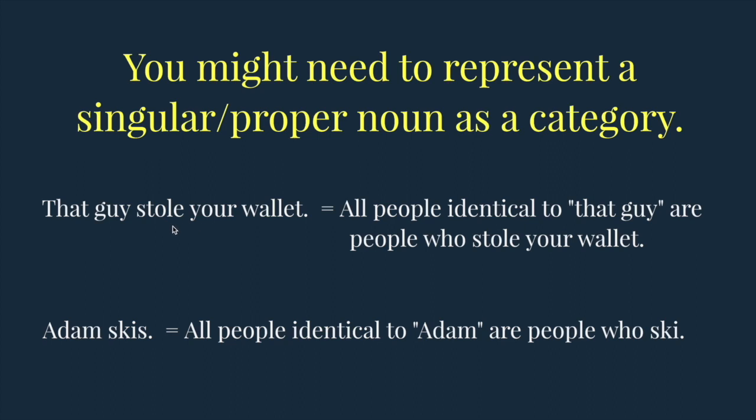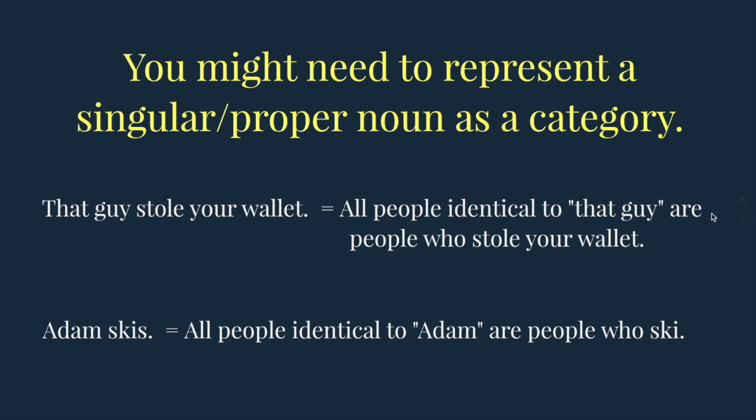I have a non-standard verb here, that he stole my wallet. That guy stole my wallet. So what am I trying to say here? I'm trying to say some specific person, and the way that we usually refer to some specific singular thing or some specific singular person in categorical logic is we say all people who are identical to that guy. I'm picking one specific person out. And I'm saying that anybody who is that person is going to be a member of the class of people who stole my wallet. And again, I had to supply that people there.